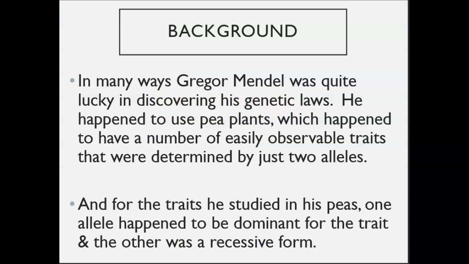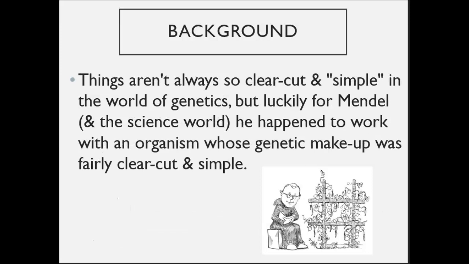But basically, when he was doing his pea plants, he was able to identify really only two different alleles: tall or short, or pink or white, or number of leaves on the stalk. So it was pretty simple and straightforward. He had a dominant trait and a recessive trait. Okay. Things are not always as clear cut as the Mendel Punnett squares.